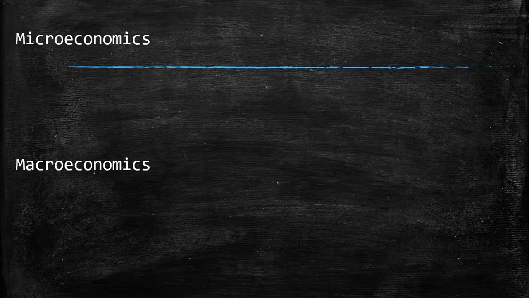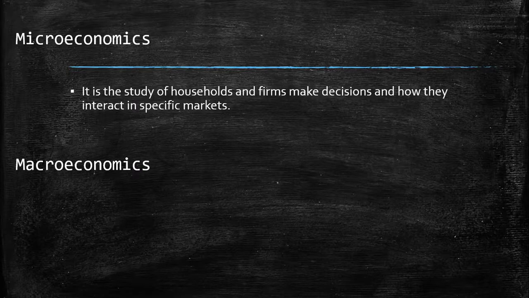So the next part of the chapter is more about the branches of economics. We can basically divide it into microeconomics and macroeconomics. Microeconomics is the study of how households and firms make decisions and how they interact in specific markets. So in the micro part, we go more into the individuals or firms, and how they interact.